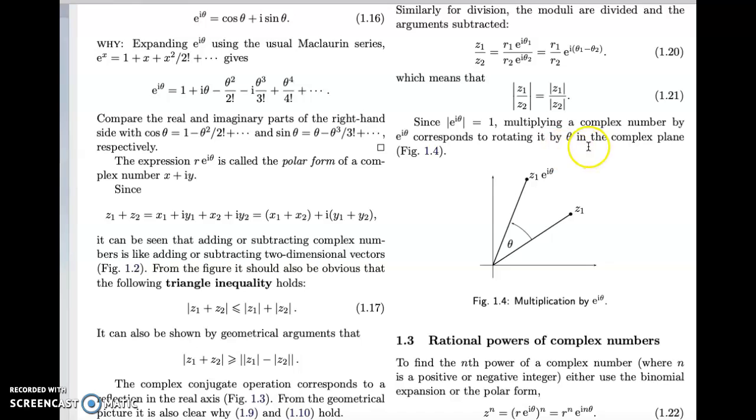So if you multiply a complex number by e to the i theta, all you're doing, because it's length 1, is rotating it by theta in the complex plane. So you've got any complex number, z1, multiplying by e to the i theta gives you z1 just rotated by theta.